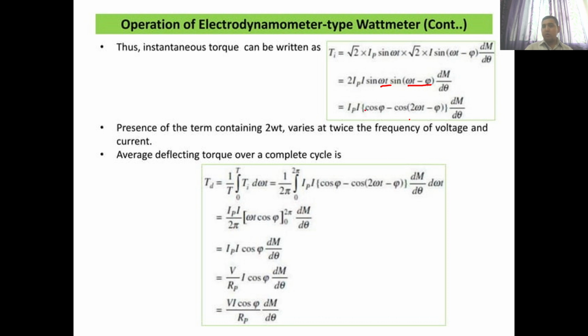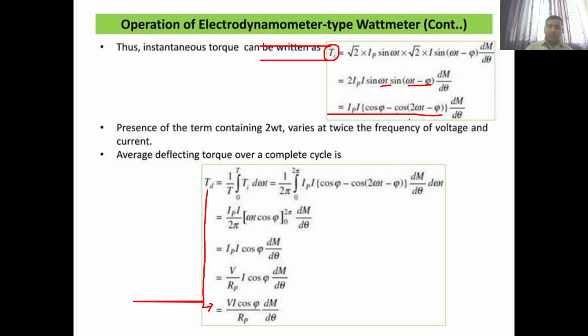We calculate sin A sin B as cos of A minus B minus cos of A plus B, which gives cos phi minus cos 2 omega t minus phi. This indicates that in the instantaneous torque formula, or the calculation of power, there is a double-frequency term of voltage, so it varies at the frequency of voltage and current. Now we average this instantaneous value over a time period, 0 to 2 pi. After all the derivation and integration, we have VI cos phi, Rp upon dM by d theta.